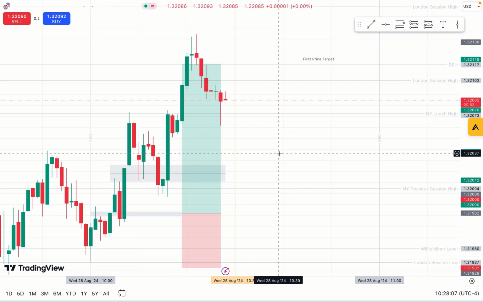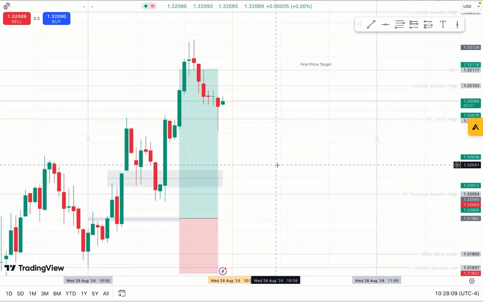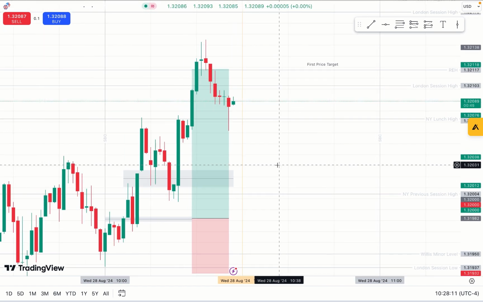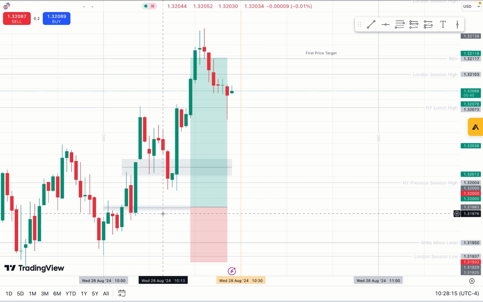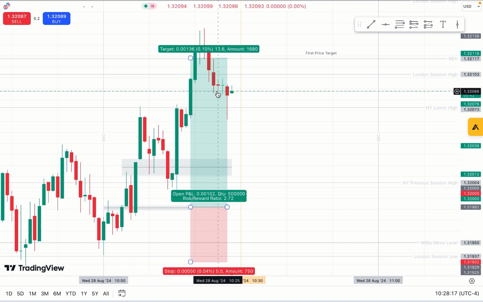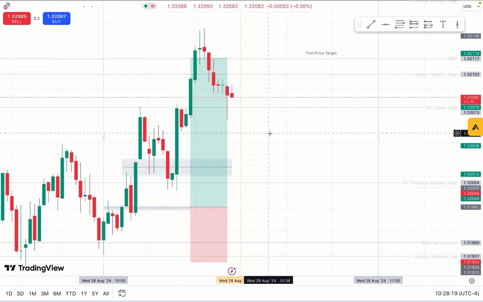But all of that matters less because technically we are no longer in the trade. The expectation was that we would enter the trade from here and close out at this first price target.